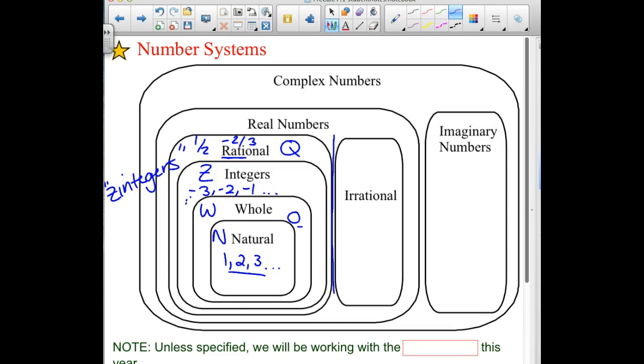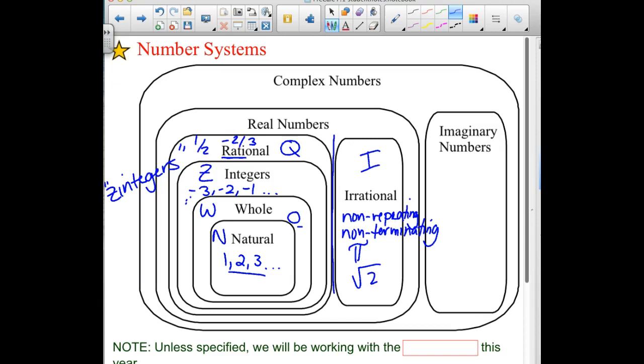Now there's a break here. So we have all of these numbers to the left that are within the rational set, and then to the right we have the irrationals. We use an I for irrationals. These would be the non-repeating decimals, and the non-terminating. That means things like pi or the square root of 2. You can check on your calculator. They do not end, they do not repeat.